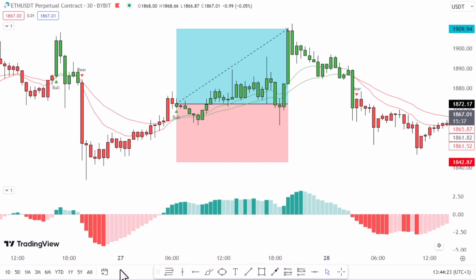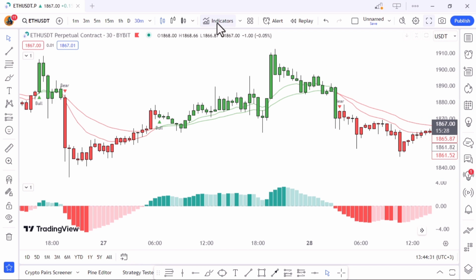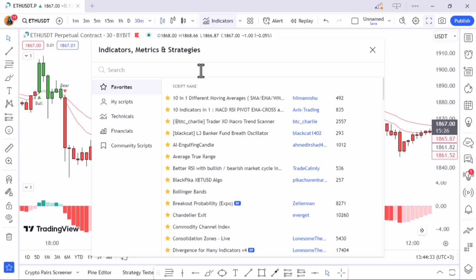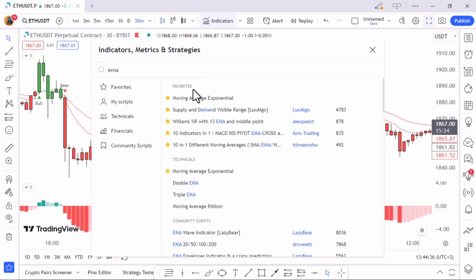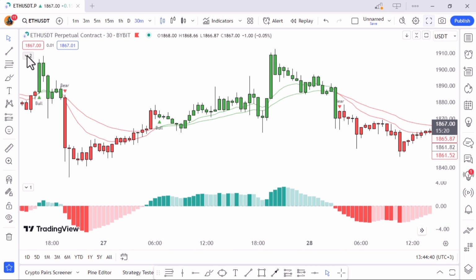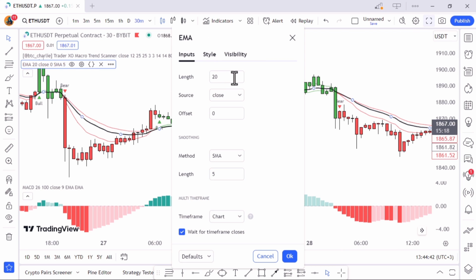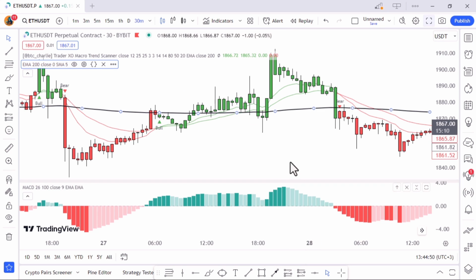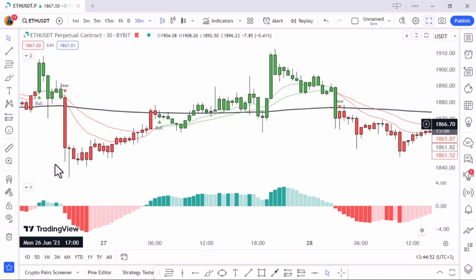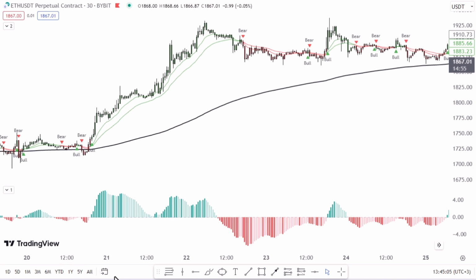So for this, we will add another indicator. Go to the Indicators tab and search for EMA and add the exponential moving average indicator to the chart. In the settings, I will change the length to 200 from 9 and change the moving average line's color to my own taste. You can do it to your own. This moving average line actually shows us the direction of the market's trend.